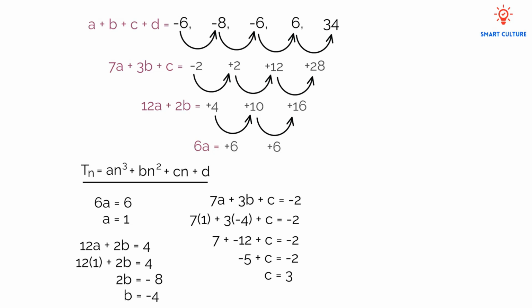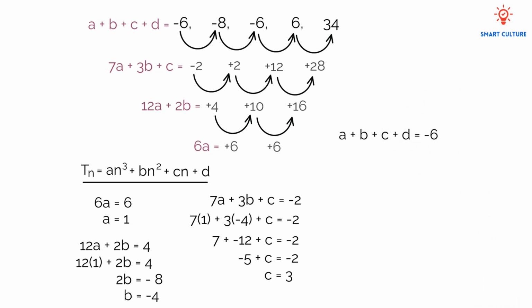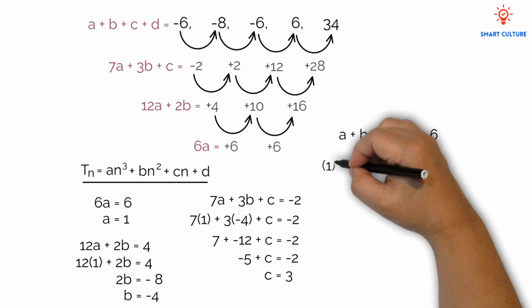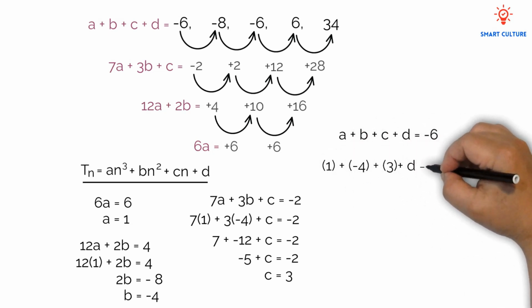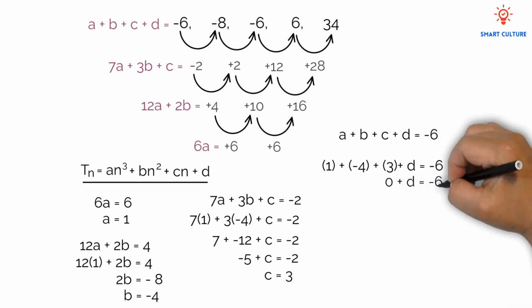Lastly, we want to solve for d. So we know that a is equal to 1. We know that b is equal to -4. We know that c is equal to +3. 1 minus 4 plus 3 plus d is equal to -6. 1 minus 4 plus 3 is equal to 0. So that tells us that d is equal to -6.